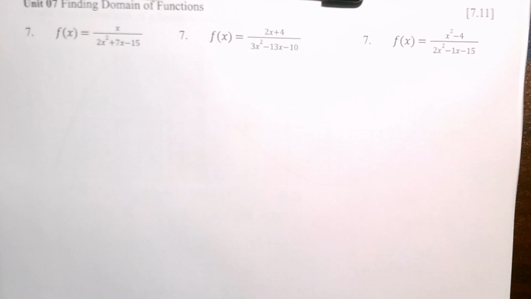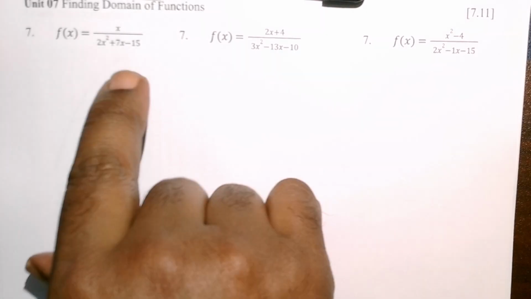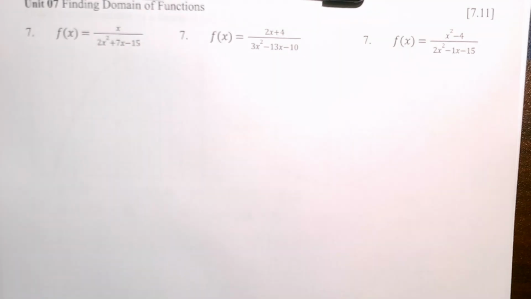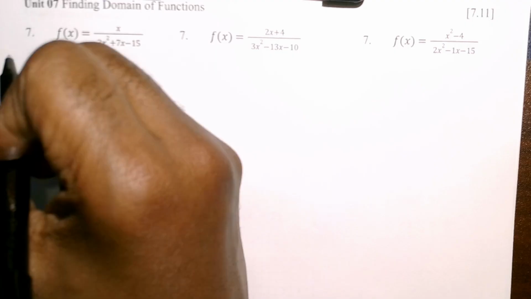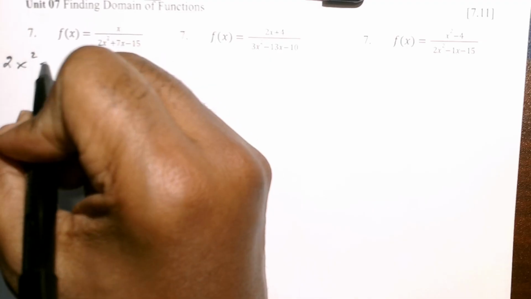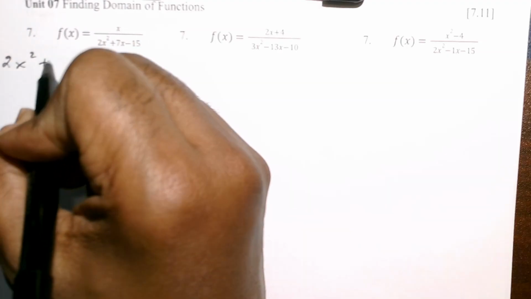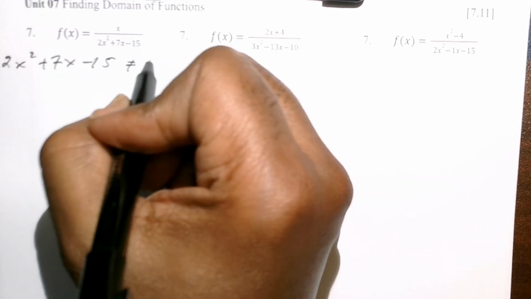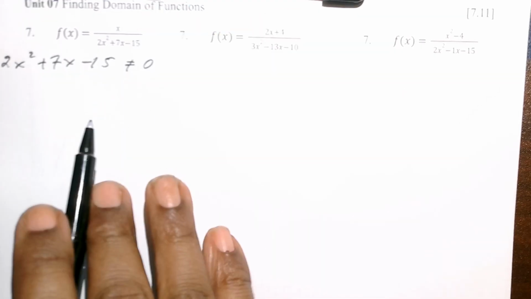Okay, we want to find the domain of this rational function. And it's rational because there's x terms in the denominator. So we're going to take the entire expression in the denominator and we're going to solve for not being 0. So 2x squared plus 7x minus 15, and we'll put not equals 0. We're going to solve this for x.